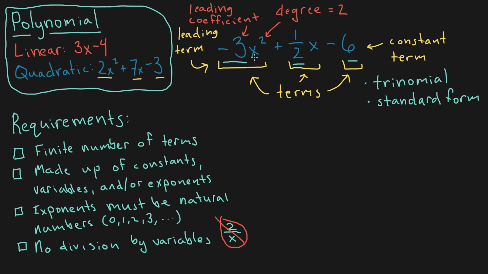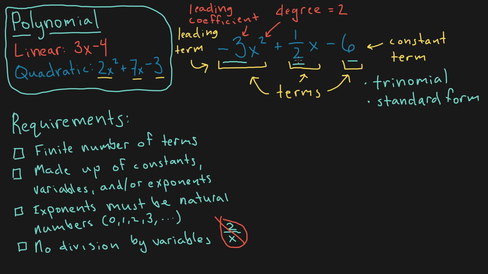So this variable right here has degree 2. This variable has degree 1. There's no variable here; this is our constant term. And so they go down from 2 to 1 and then essentially 0 here. It's in standard form because the exponents, or the degree on those variables, are going down in size.